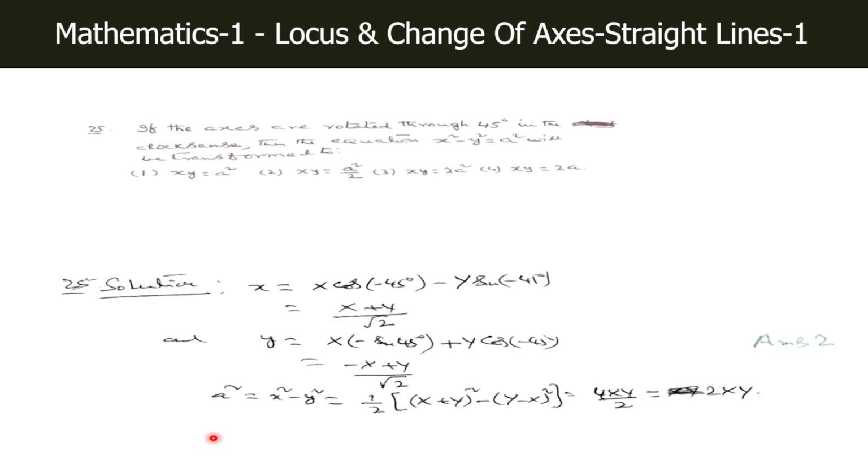So, that a square is equal to small x square minus y square, which is half of X plus Y whole square minus Y minus X whole square, which is nothing but 4XY by 2, or that is equal to 2XY, or XY is equal to a square by 2. XY is equal to a square by 2. So, the answer is number 2.